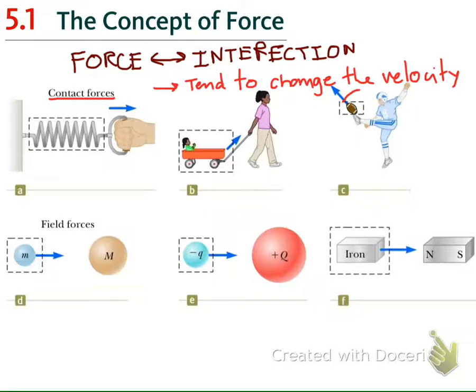The second kind of force, we may call the field forces. It means that we do not need contact between the two objects that exert the force. For example, the gravitational force, we can have the gravitational force without contact. The electric force that we will study next semester, a charge can send a force to another charge without contact. The magnetic force is also a non-contact or field force.